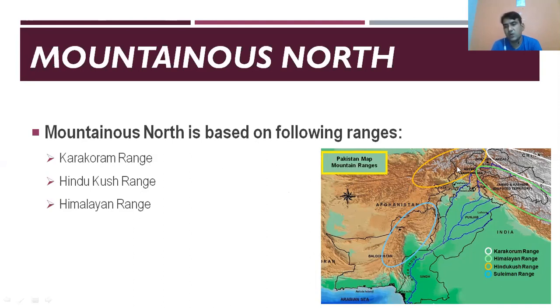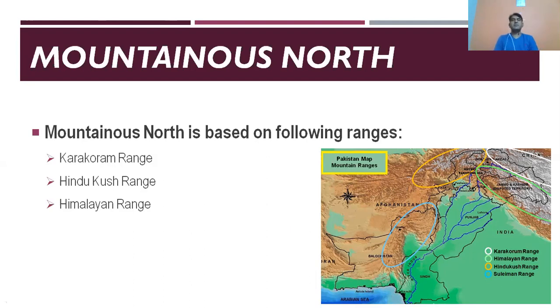You can see this yellow one is Hindukush. This one is the Karakoram, which is at the top. Hindukush is in the west of Pakistan. The Karakoram is in the absolute north of Pakistan, and the Himalayas are in the southeast of Pakistan. So these are the three big mountain ranges of Pakistan.